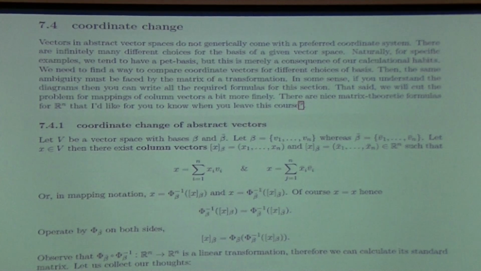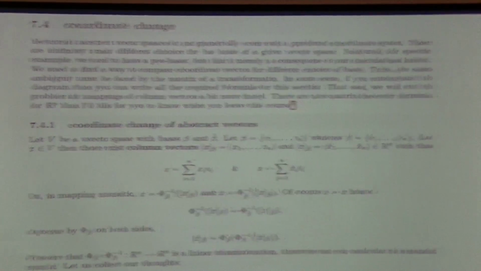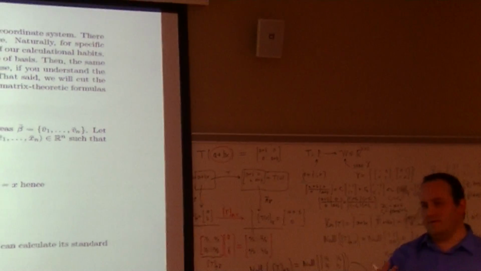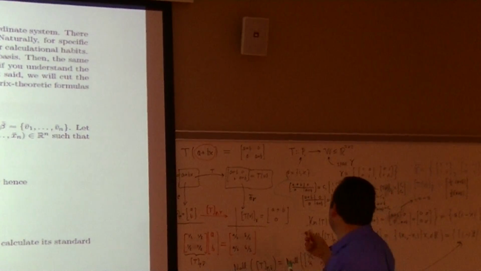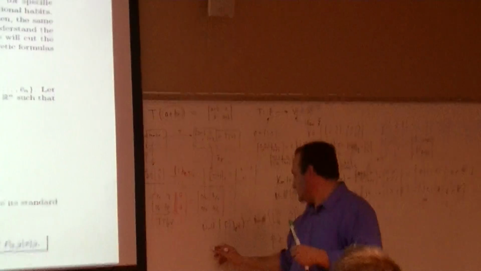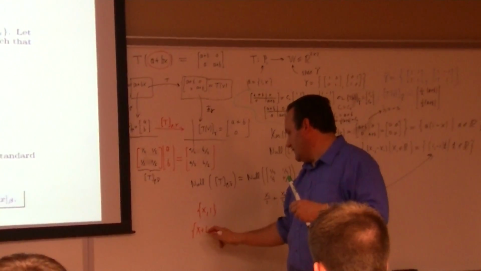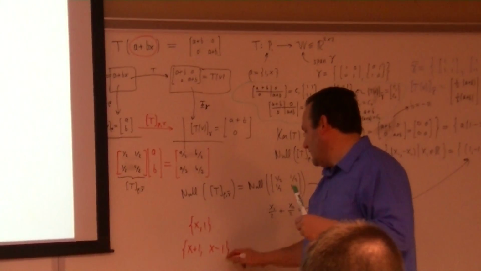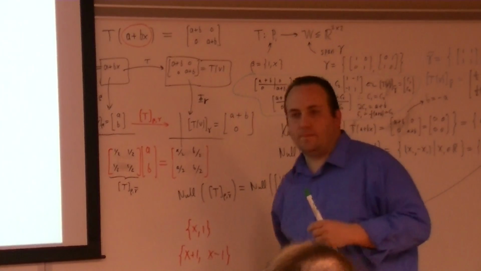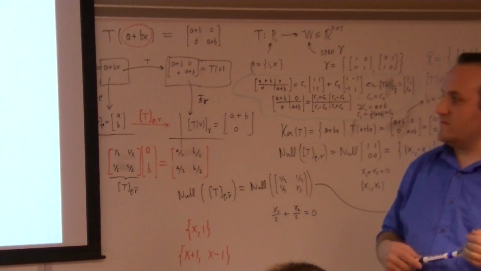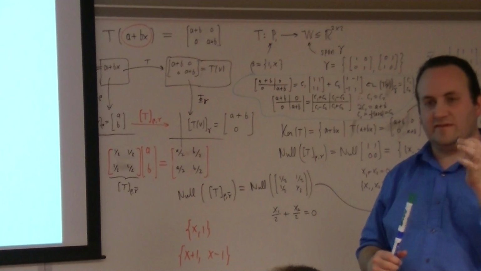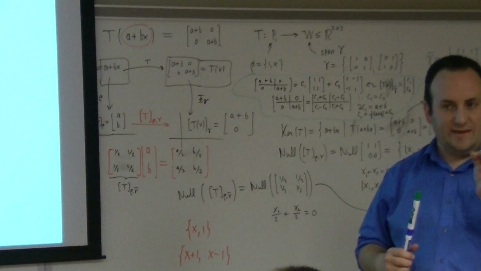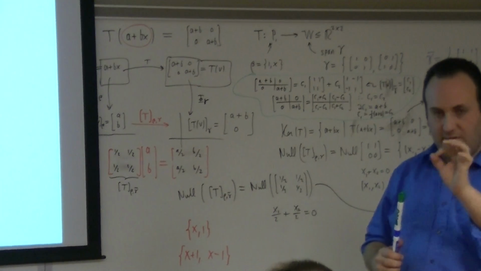So the basic idea of coordinate change is, if you look at an abstract vector space, there's a thing like a plus bx, right? Whatever that is, it's the same whether I express it with respect to my basis 1, x, or with respect to the basis x plus 1, x minus 1, et cetera. Whatever my choice of basis is, the point in the vector space itself should exist independent of that choice, right?